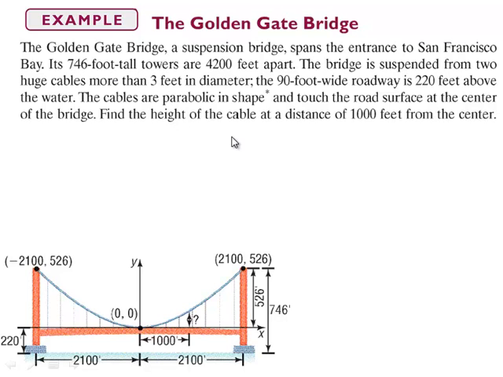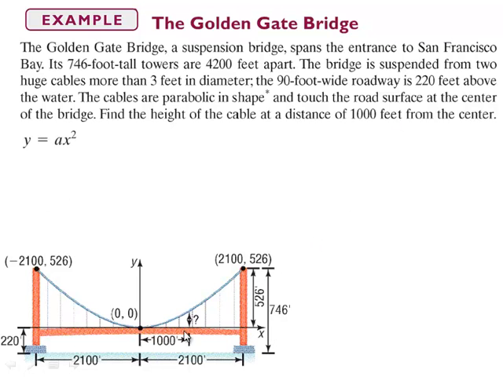Now if you factor in the 220 feet above the water, take a look here. That means that each tower is 526 feet tall above the roadway, because this total distance is 746. So 746 minus 220 is 526.